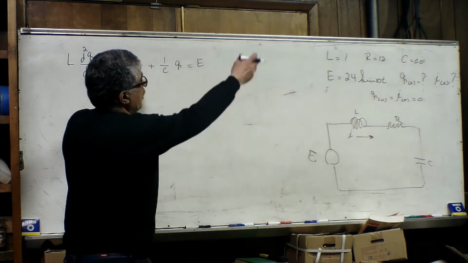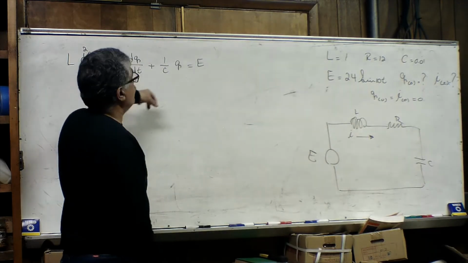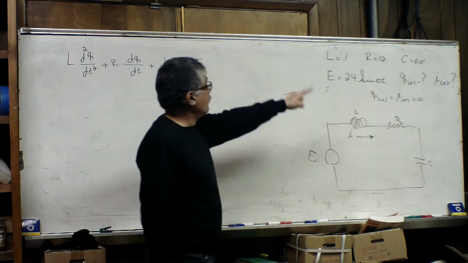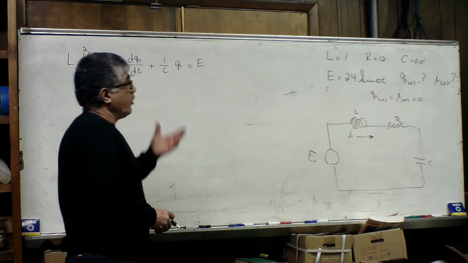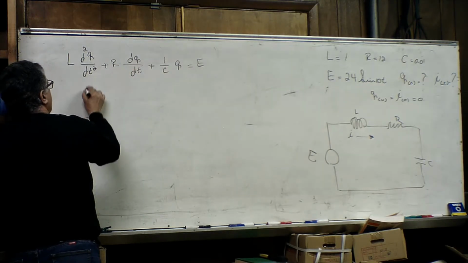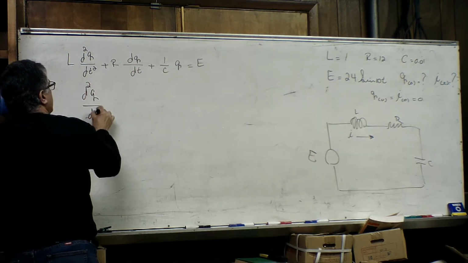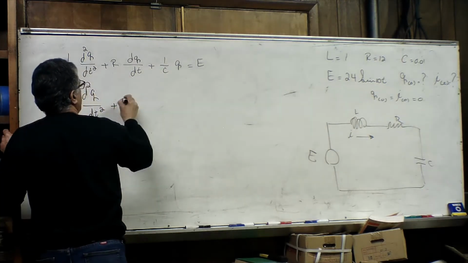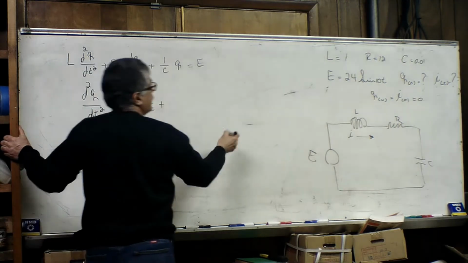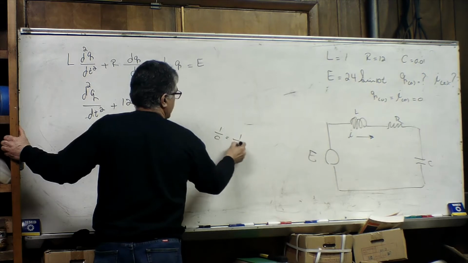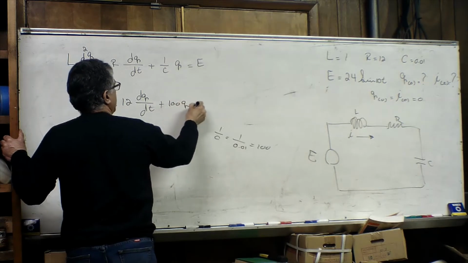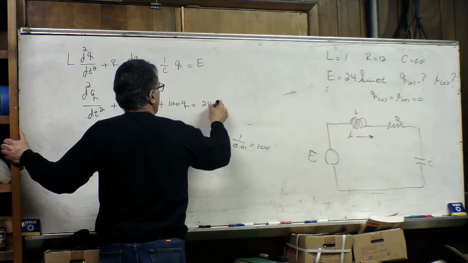Now in our case, our L is 1, R is 12, and C is 0.01, and our total voltage is 24 sine of 10t, and we need to find the charge and the current. So let's go ahead and plug those values in this equation. We're going to have d2q/dt squared plus 12 dq/dt plus 1 over C, and 1 over 0.01 is equal to 100, so 100 Q is equal to 24 sine of 10t.